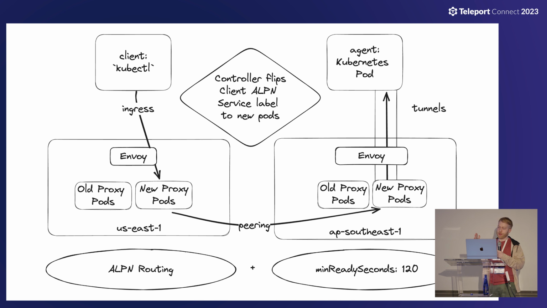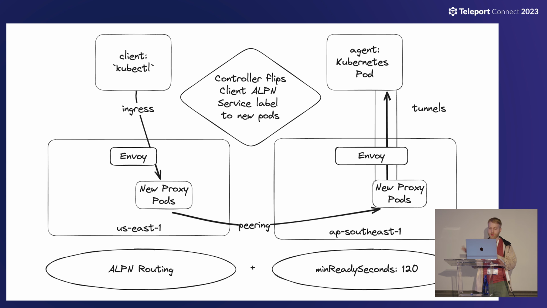We use our own custom controllers to flip the service back and forth so that we can point Envoy, we can point new client connections at the new set of pods, but allow both the old and new generations of proxies to receive tunnel connections at the same time. So that's a cool trick, I thought.